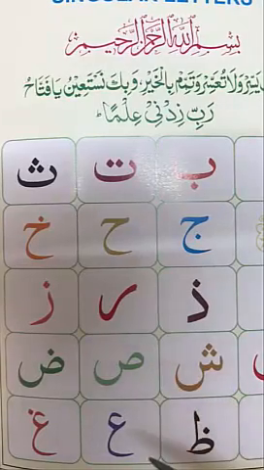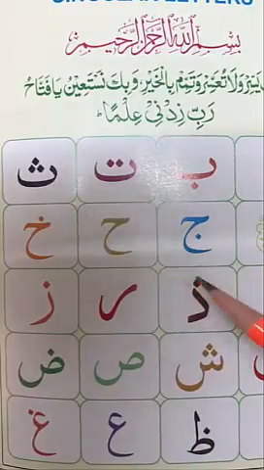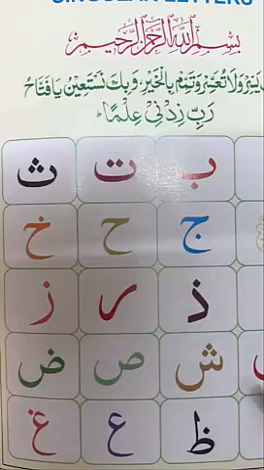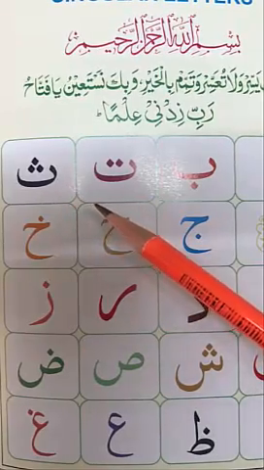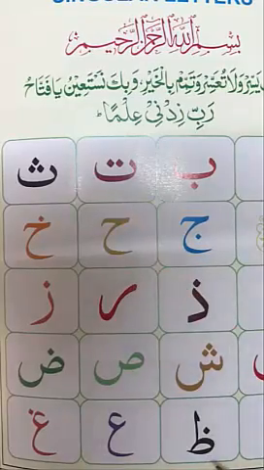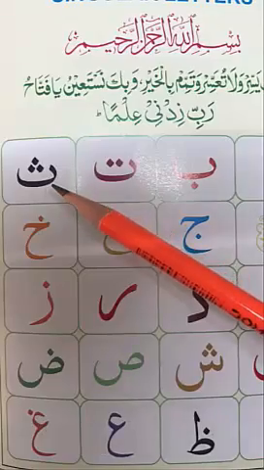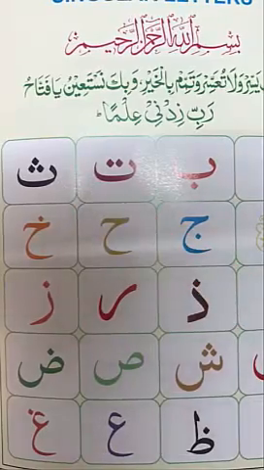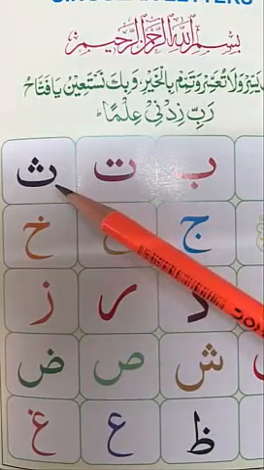When the tip of the tongue touches the lower part of the upper front teeth, then these letters are pronounced: Tha, Zal, Zo. Zal and Tha are light letters, and Zo is a heavy letter. There is no whistling sound in Tha, like Seen. Seen has a whistling sound, and Tha has no whistling sound.